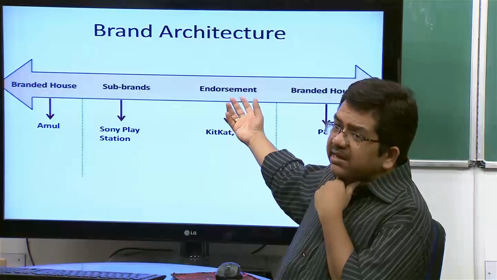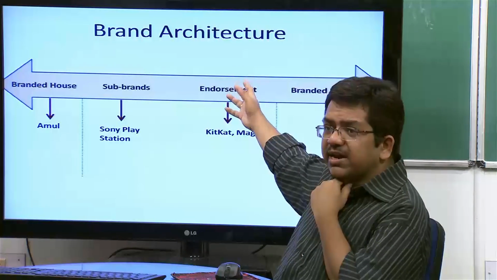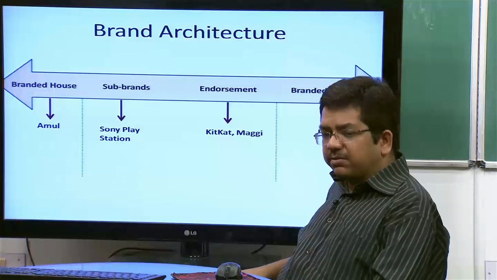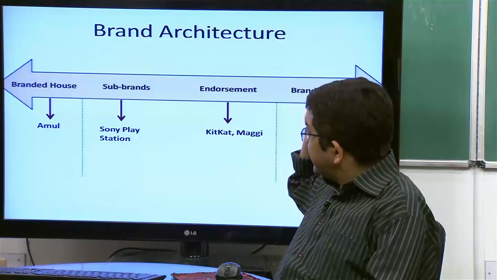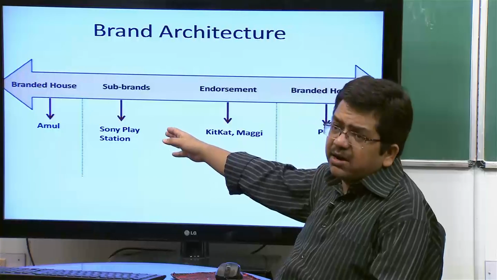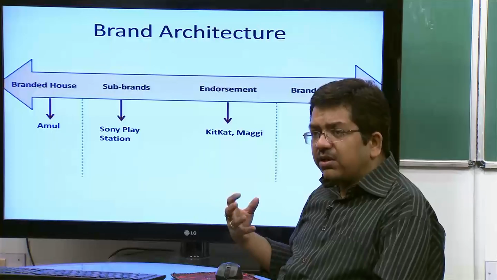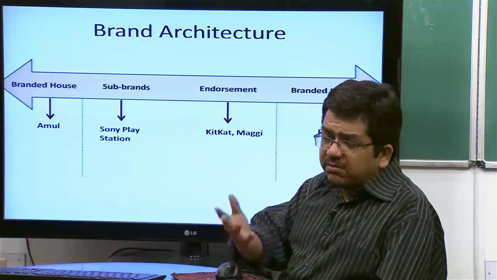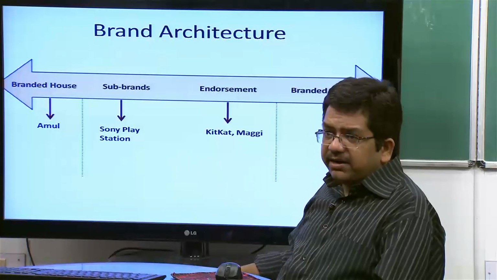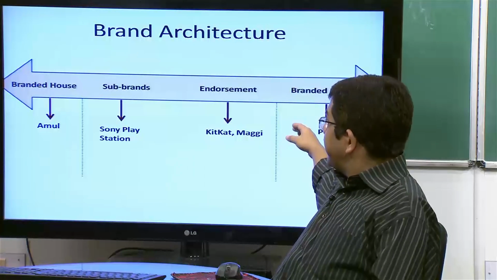The different brands reinforce each other, they help each other, and in doing that they also help the corporate brand, and they also leverage the association from the corporate brand. Now you will see that there are two ends to this brand architecture. One is the branded house, something like Amul or Apple, where all the products come with the name of that corporate house, like Amul butter, Amul ghee, Amul milk, all having that one corporate brand name attached to them.